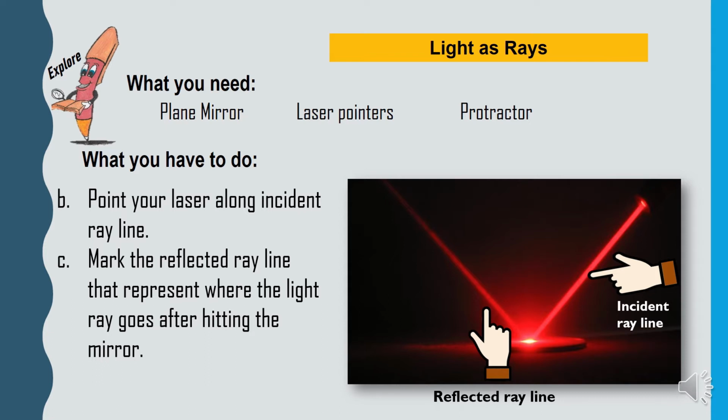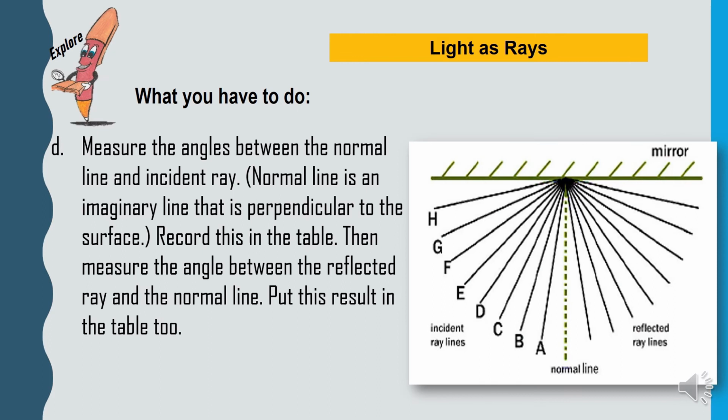Another is you have to mark the reflected ray line that represents where the light ray goes after hitting the mirror. Then, you are going to measure the angle between the normal line and incident ray. Remember that the normal line is an imaginary line that is perpendicular to the surface. Record this in the table. Then measure the angle between the reflected ray and the normal line.